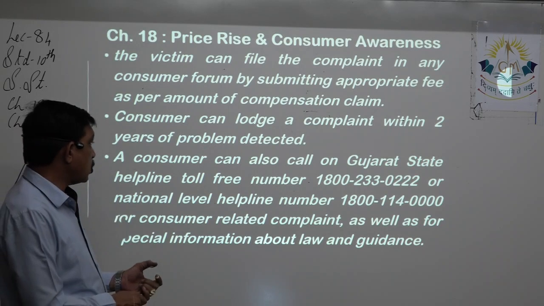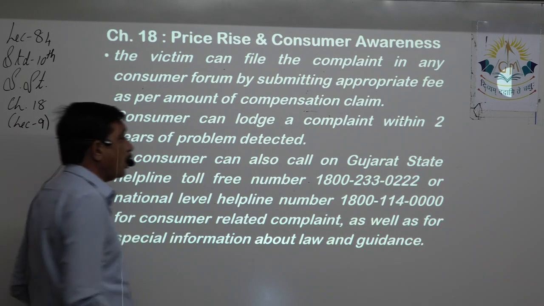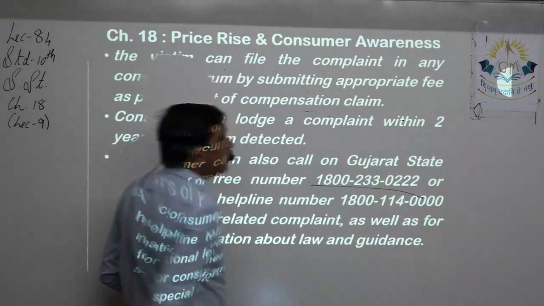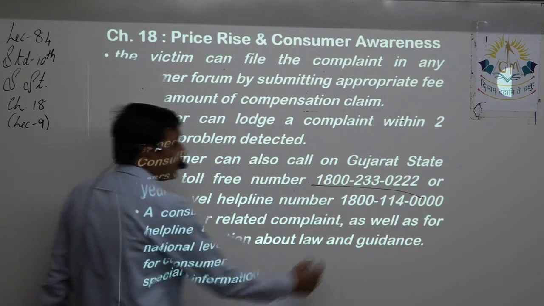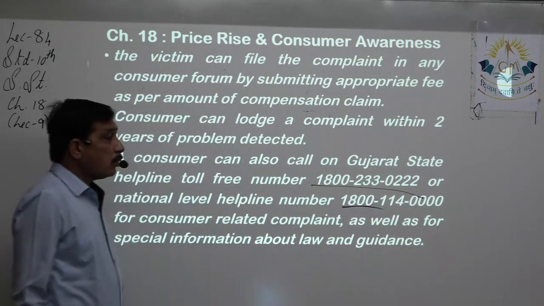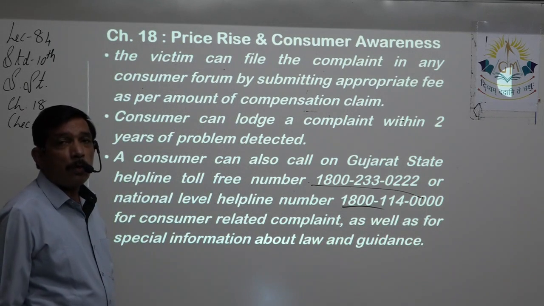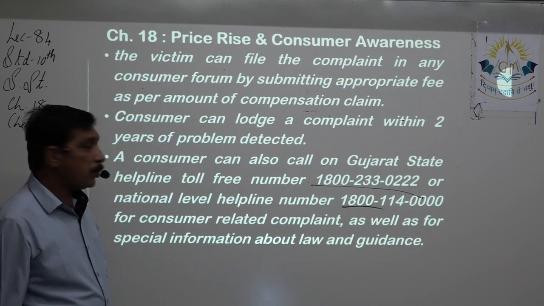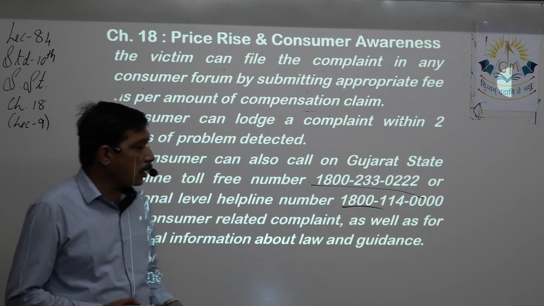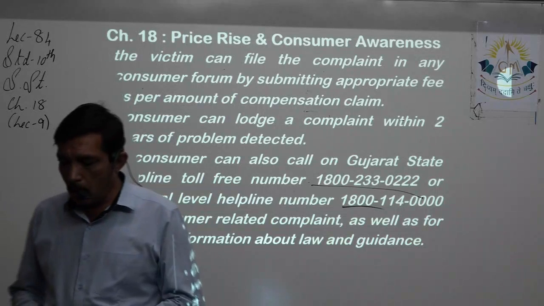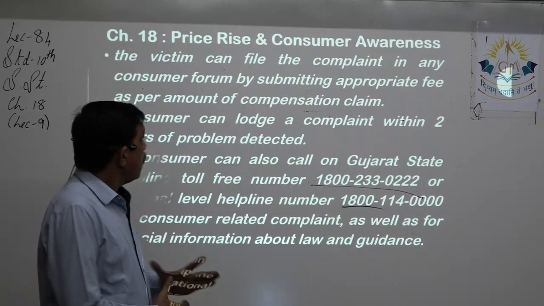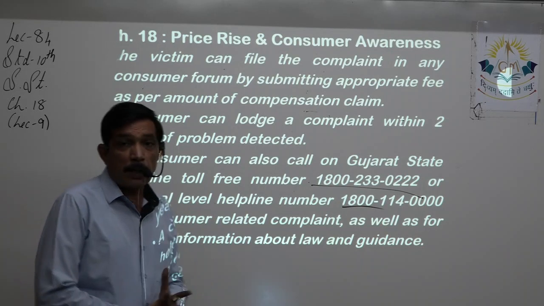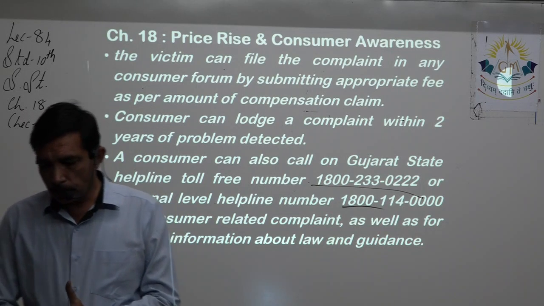To help out, Gujarat State has given a toll-free helpline number, 1800-233-0222, and the national level helpline is 1800-114-000. Please remember these numbers, they are quite important. For consumer-related complaints as well as special information, if you want any, you can dial these numbers and you can get help and guidelines.